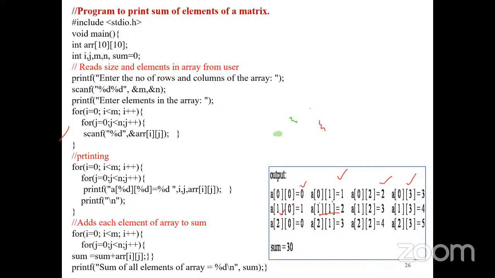I value equal to 0, j value equal to 0, 1, 2, 3. I value equal to 1, j value is again repeating 0, 1, 2, 3. When I value equal to 2, j value is repeating. So 3 or 4 times, based on your given input. So if you understand the inner for loop and outer for loop, this entire array concept, any difficult problem you can solve.